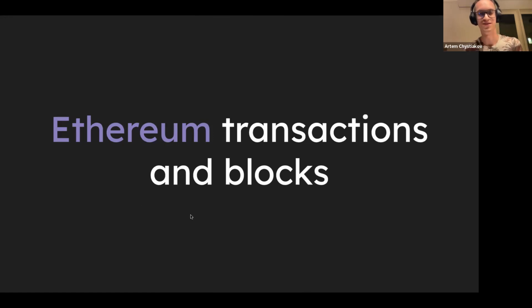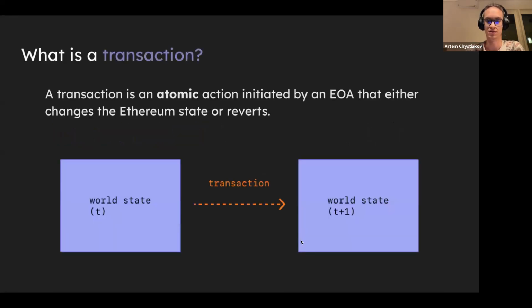Yeah, but today we're talking about transactions and blocks in Ethereum, so how they are structured, what are their purpose, what's inside of those transactions and blocks, and actually why they're needed. So first of all, let's define a transaction. A transaction is an atomic action initiated by an externally owned account that either changes the Ethereum state or reverts.